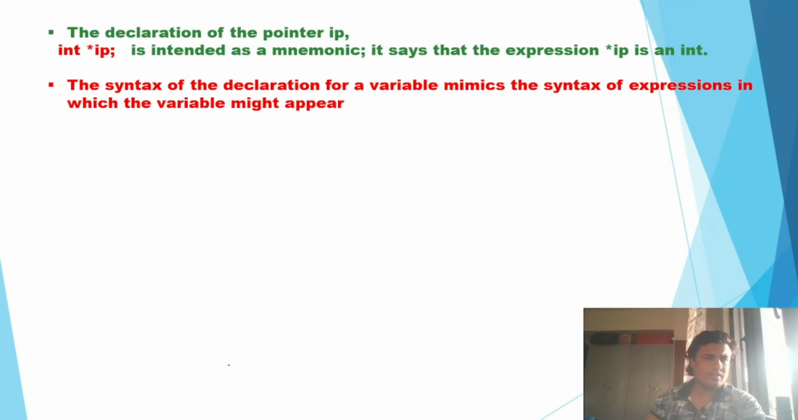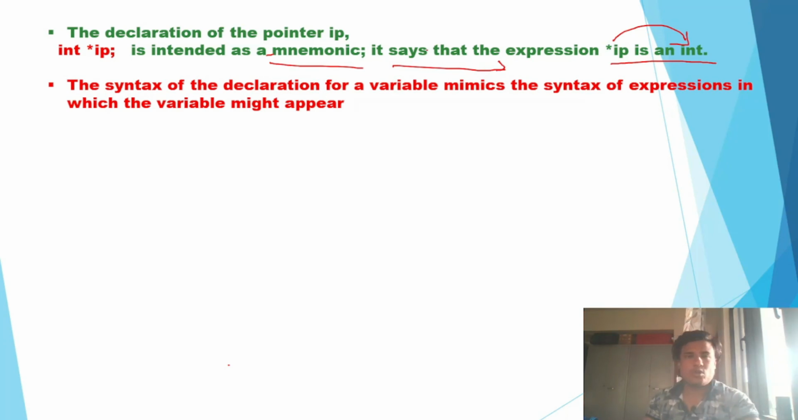So, last points. The declaration of a pointer p is indeed a mnemonic. It says the expression *ip is an integer, so it means ip is pointing to an integer variable. The syntax of the declaration of this pointer is clear; I have already explained it here, so I didn't explain it in more detail.